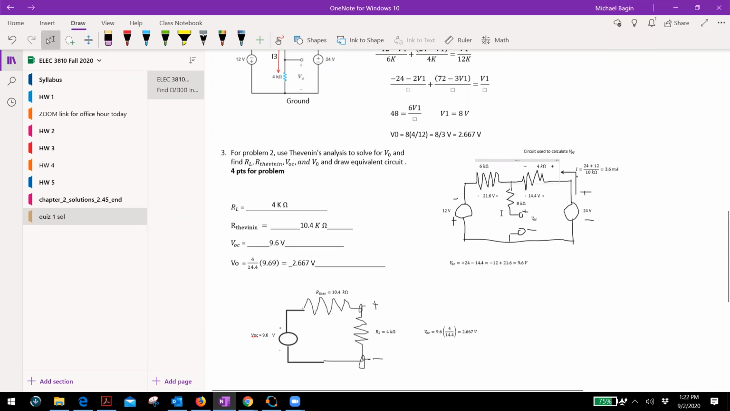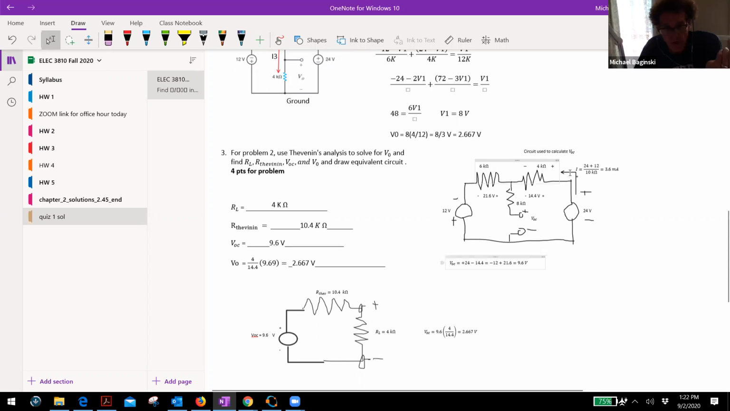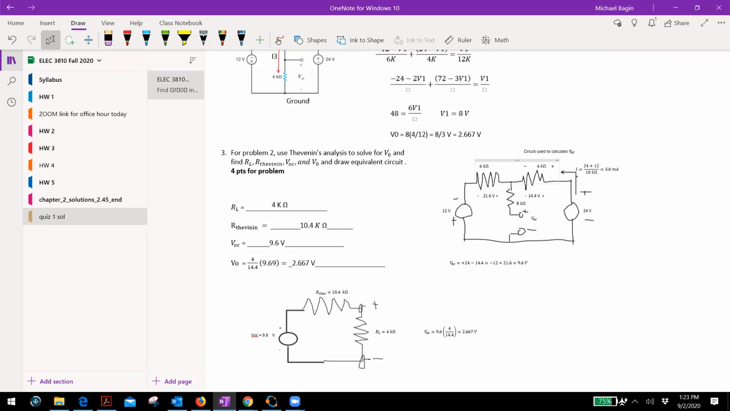Yes. And then you can go from the negative, either way. You can go this way, or you can go this way, noting that there is no voltage drop across that 8K because there's no current through it. Does that answer any question you have? Yes, that makes sense. And if you have others, please let me know.